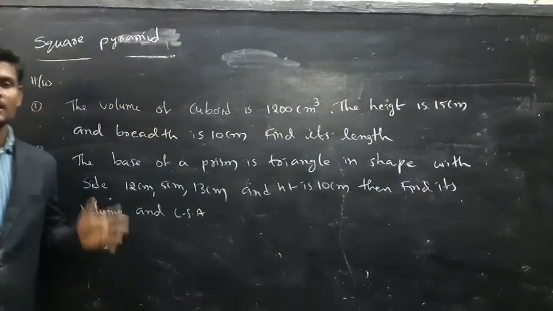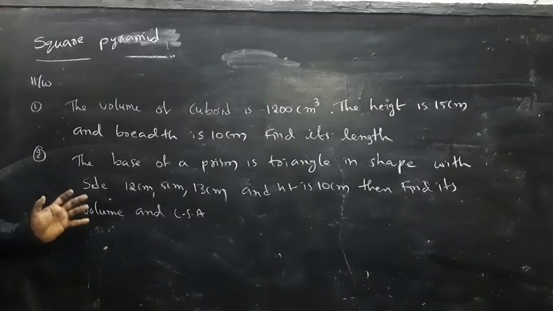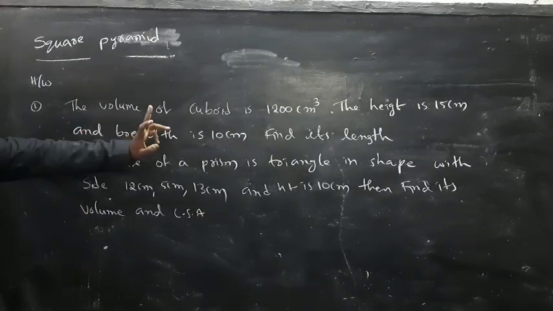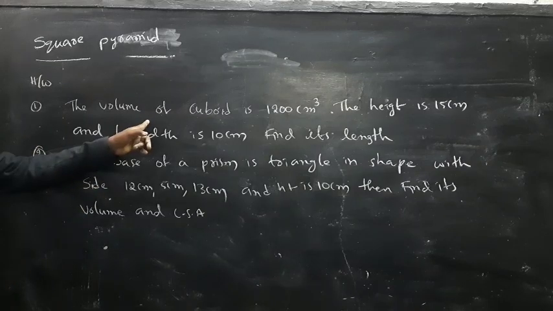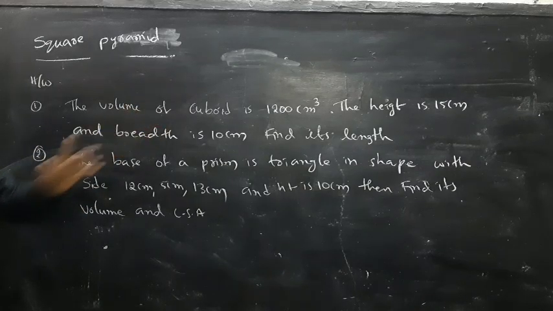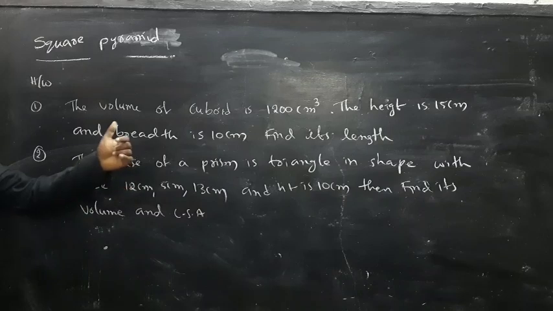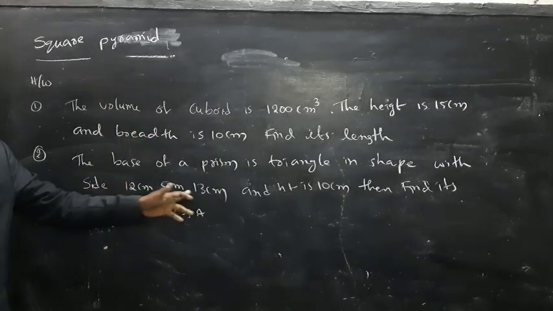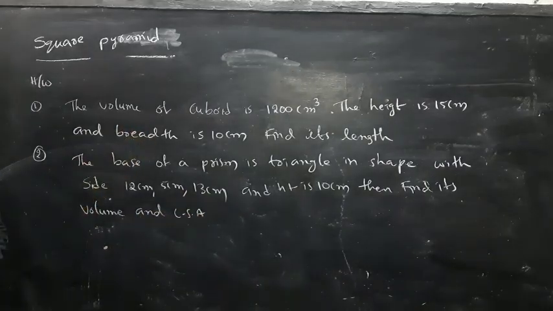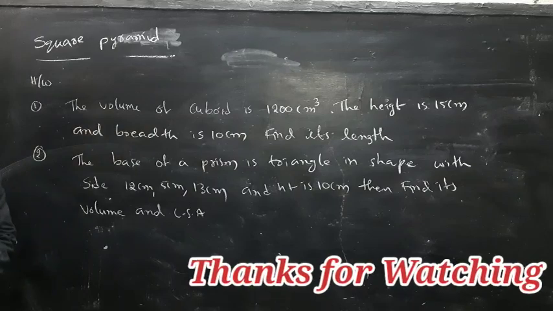So next students, here is the homework on today's concept. The volume of a cuboid is 1200 centimeters cube. The height is 15 centimeters and the width is 10 centimeters. Find its length. Use the formula for the volume of a cuboid. The base of a prism is in triangular shape with sides 5 centimeters, 13 centimeters and 12 centimeters, and the height is 10 centimeters. Find its volume.